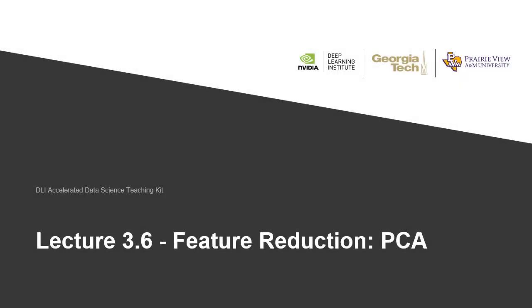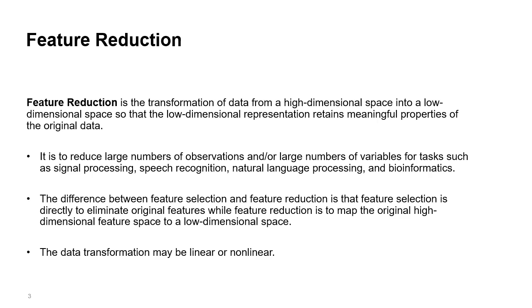Another popular method to overcoming overfitting by reducing dimensionality is feature reduction. These principal components will be orthogonal. In other words, they would be independent. The difference between feature selection and feature reduction is that feature selection is directly to eliminate original features, while feature reduction is to map the original high-dimensional feature space to a low-dimensional space, where the dimensions of the low-dimensional space is predefined.